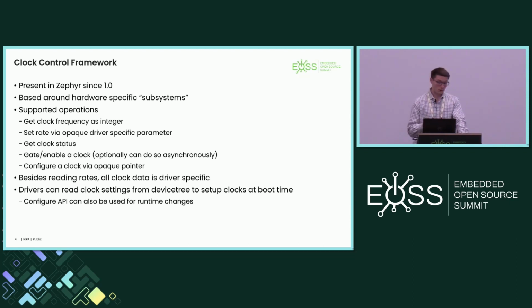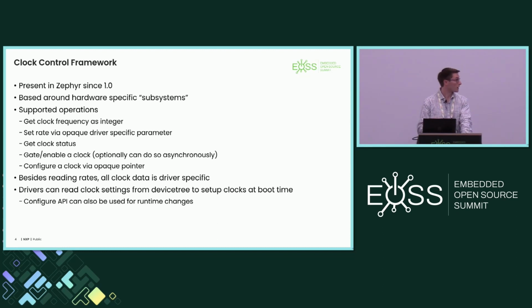So what do we support? We support the ability to get a clock frequency as an integer. It's very straightforward, just getting the frequency in hertz. You can set a rate. It's worth noting that's also the opaque parameter, so there's no guarantees there. That's an integer. You can get the status of a clock. You can gate and enable it, optionally asynchronously.